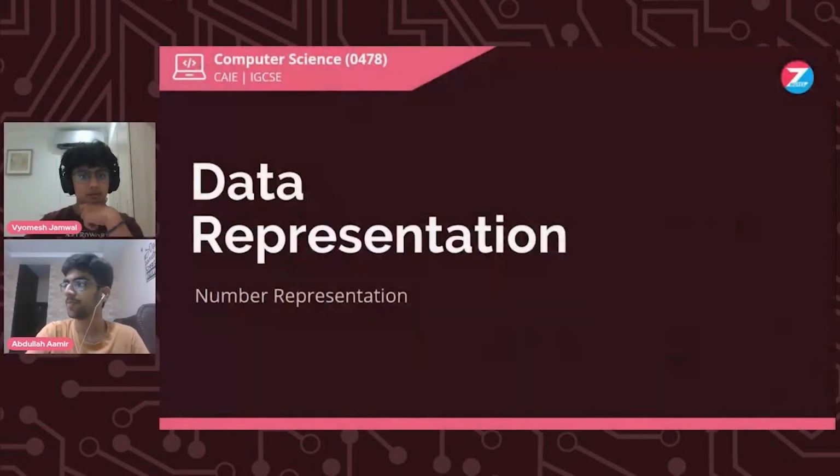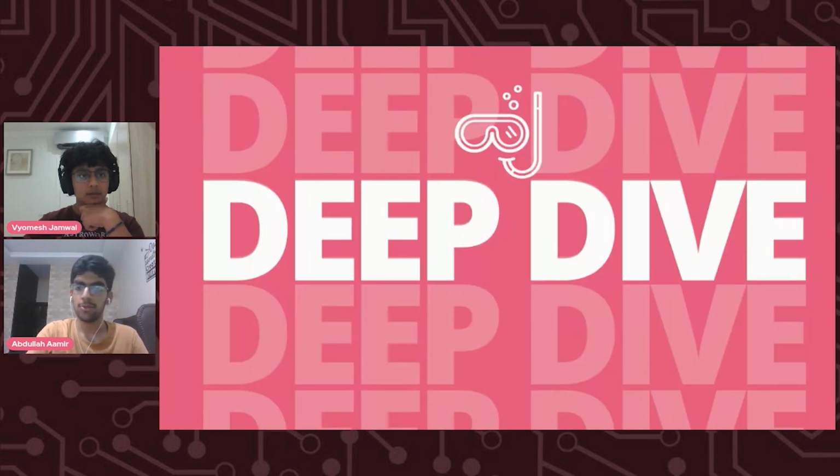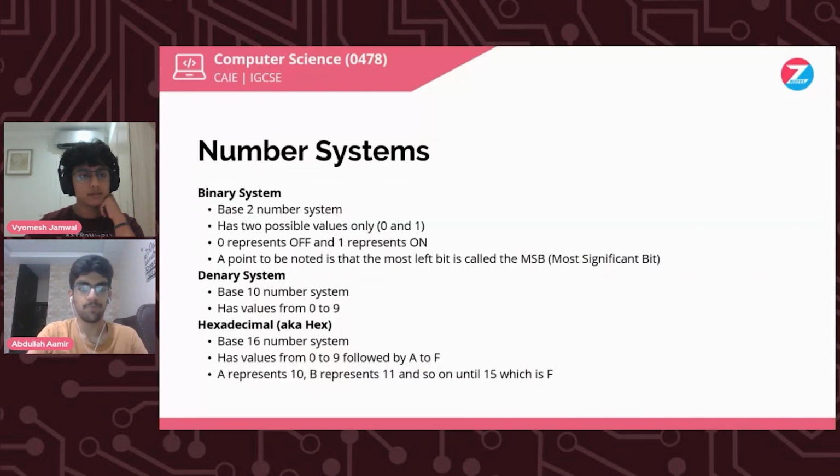And so let's just go right in and go into the data representation chapter. This is chapter number 1 of the syllabus, and the first topic of the chapter is number representation. It's pretty simple, so I think it will not take too much of our time. So without wasting any time, I think we should just straight away deep dive into it.